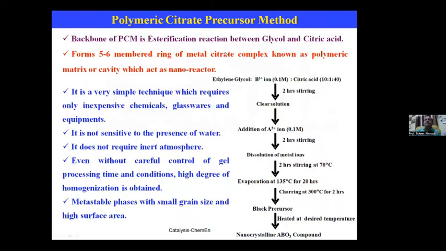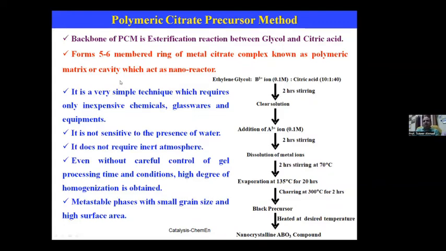Then this is the polymeric citrate precursor method. The backbone of this method is the esterification reaction between ethylene glycol and citric acid. It forms a 5 to 6 membered ring of metal citrate complex, which is known as the polymeric matrix or the cavity, which acts as the nanoreactor.